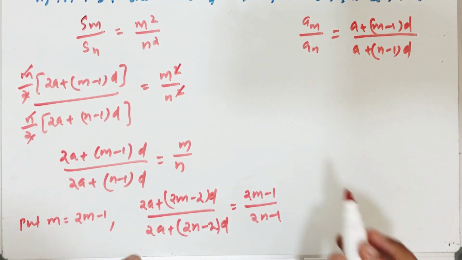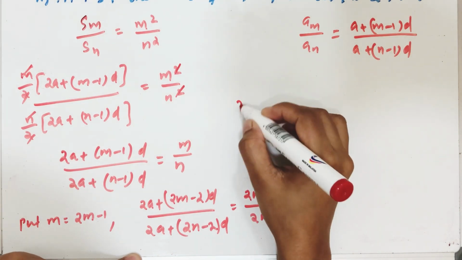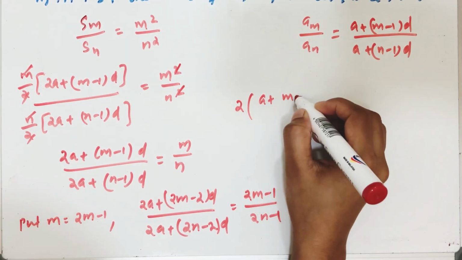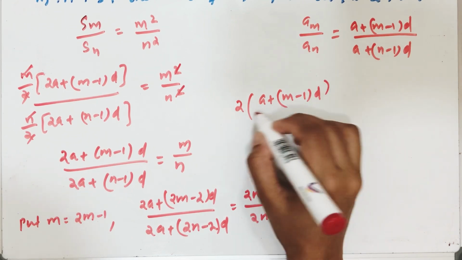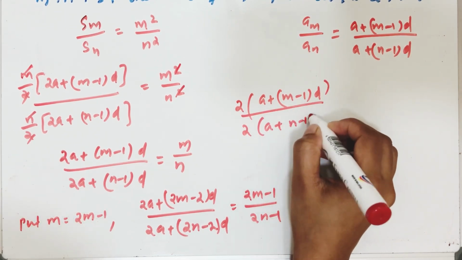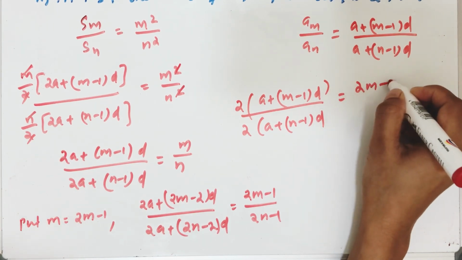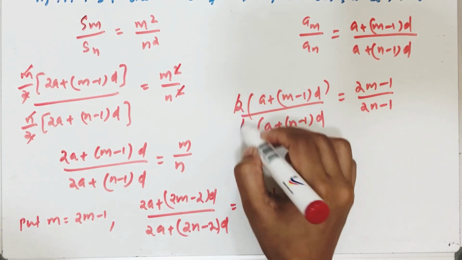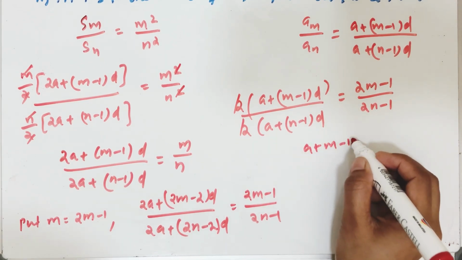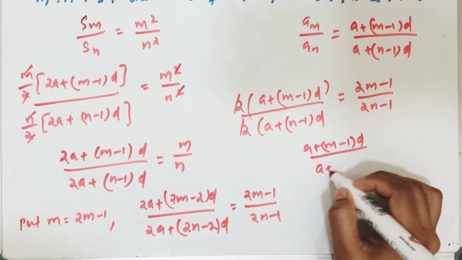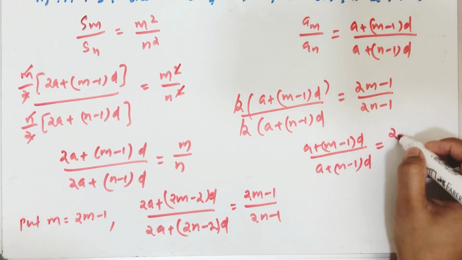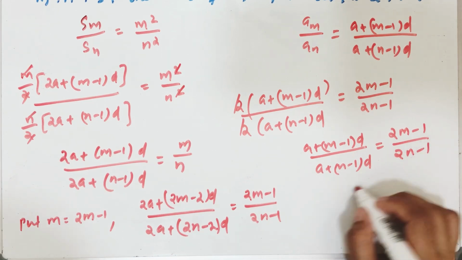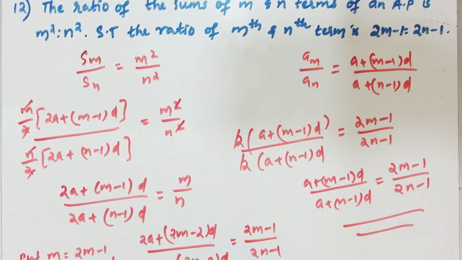Here 2 is common, take it outside, that is 2 into a plus m minus 1 into d by 2 into a plus n minus 1 into d equal to 2m minus 1 by 2n minus 1. Here 2 gets cancelled, that is a plus m minus 1 into d by a plus n minus 1 into d is equal to 2m minus 1 by 2n minus 1. This is what we have to prove: am by an is equal to 2m minus 1 by 2n minus 1. The ratio of mth and nth term is 2m minus 1 is to 2n minus 1.